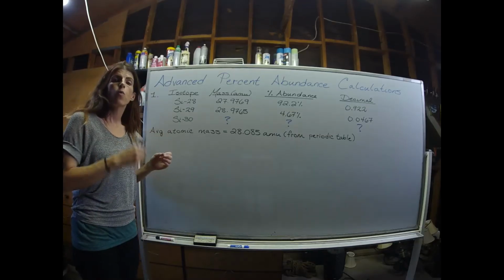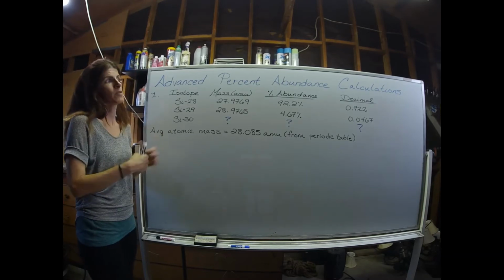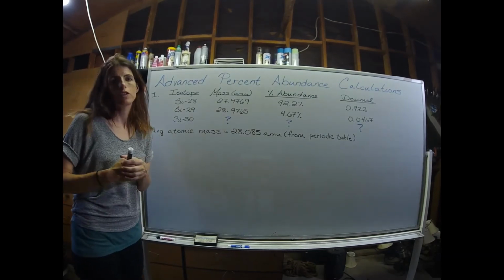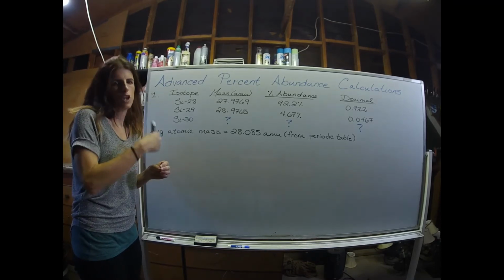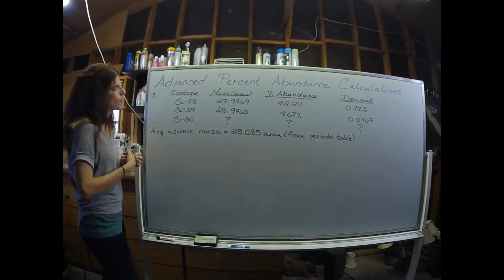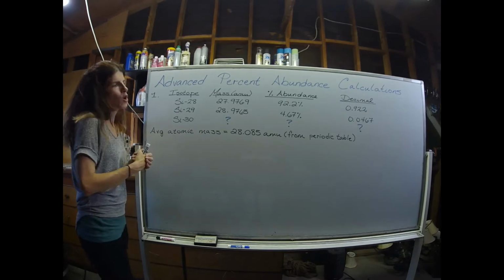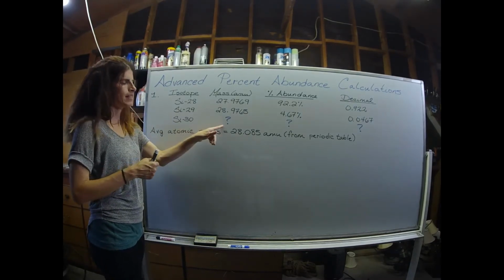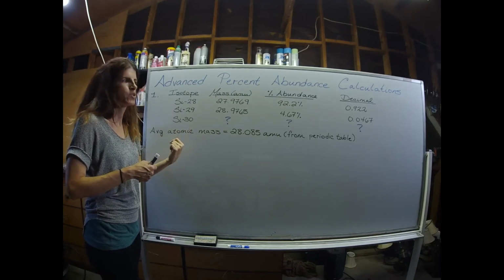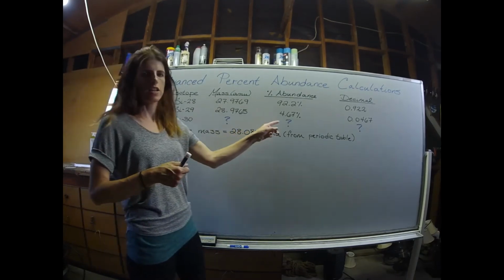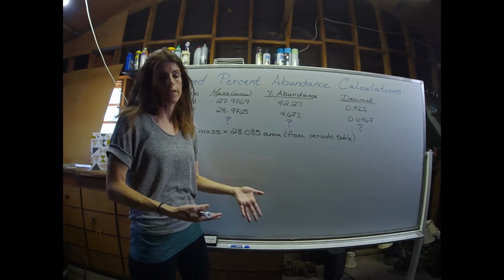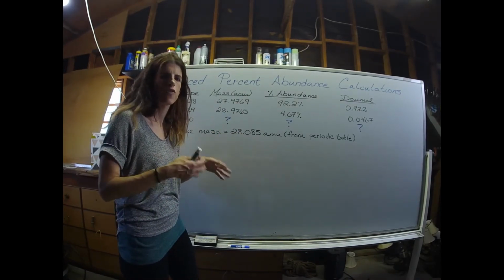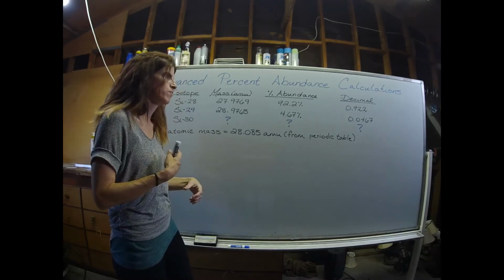In this video, we're going to tackle some advanced percent abundance calculations. Make sure you watch the introductory video before you jump into these. So in the first couple of problems, we're missing two pieces of information. We're missing the mass of one of our isotopes, and we're missing the percent abundance of one of our isotopes as well. Let's tackle the percent abundance issue first. It's a little bit more straightforward.